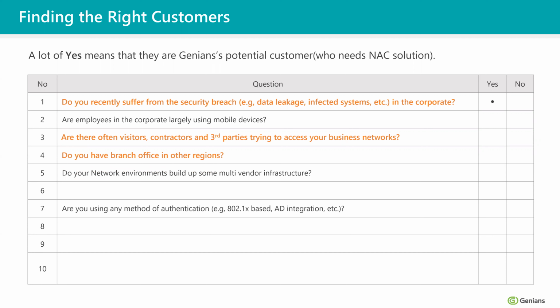Third, do you have a branch office in another region? Some companies leave the branch in an unmanaged condition. However, it is very important to monitor how the branch office is managed, because nobody can predict where an accident or risk will occur. With this question, you need to emphasize to your customer that with the Genians Network Sensor or NAC, they can manage from headquarters to the branch in real time.